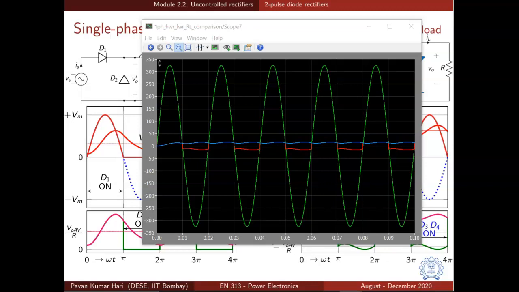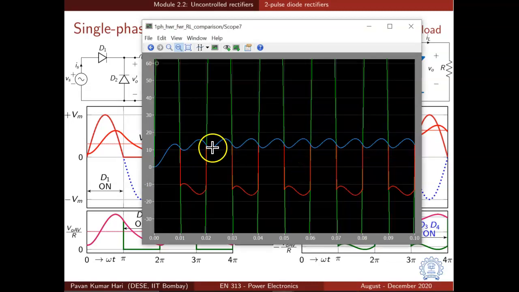And what if we start with zero initial condition? That can be shown by this simulation result. This result is obtained in Plex. So if you start with zero initial condition, the current will start rising, and now the current will reach one particular point in the positive half cycle. At the end of the positive half cycle, the current will be here.